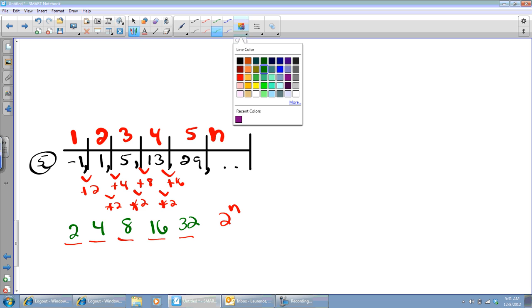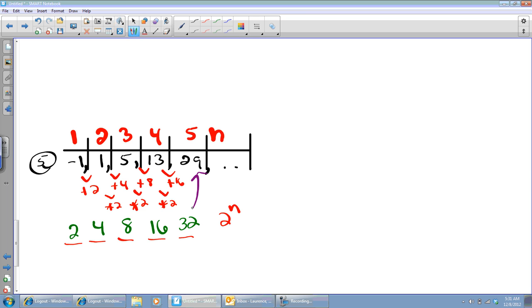And then, how do I turn 32 to 29? I subtract 3. 16 to 13, subtract 3. 8 to 5, subtract 3. So my answer is 2 to the power n minus 3.